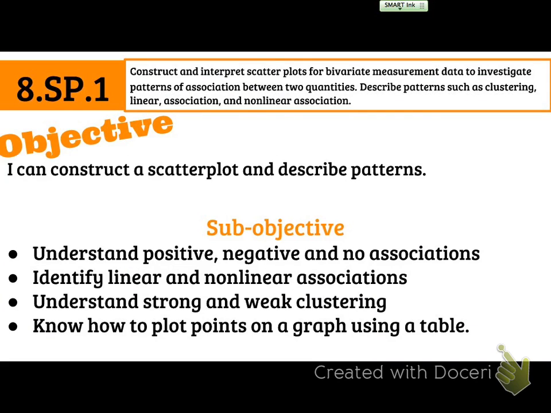Okay, so now we're going to go into constructing scatter plots. We're going to construct the scatter plot and describe the patterns. So once again, we have to know positive, negative, and no association. We have to identify linear and nonlinear associations. We have to understand strong and weak clustering, and then we have to know how to plot points on a graph using a table. So this is no different than plotting a point with an ordered pair. You have your X and your Y, and you plot your points.